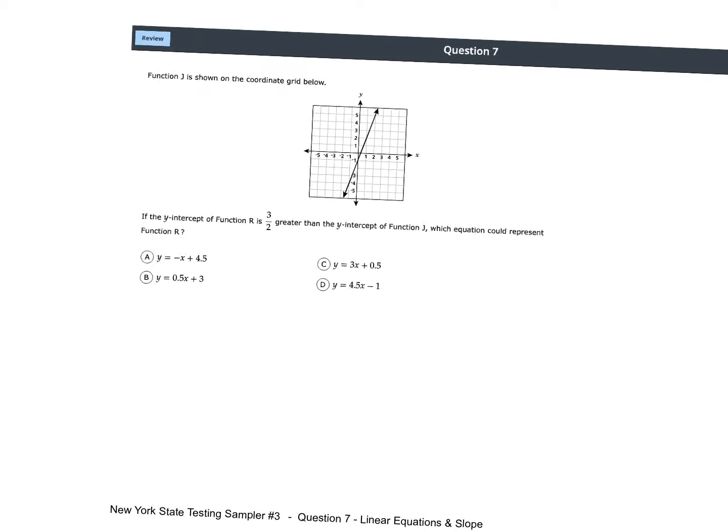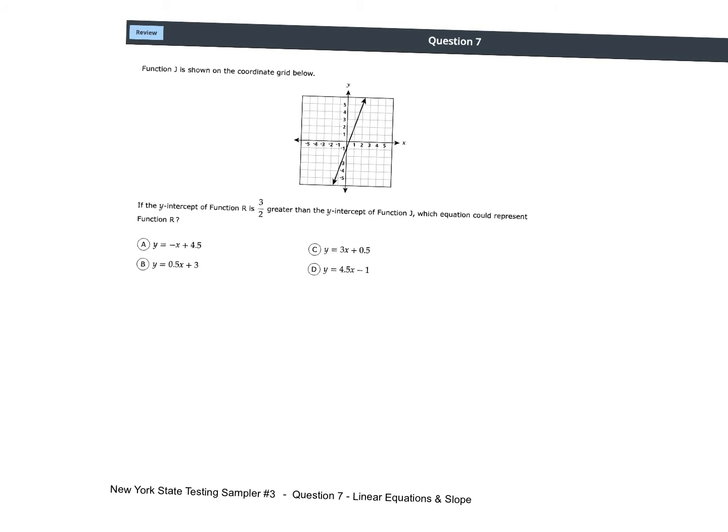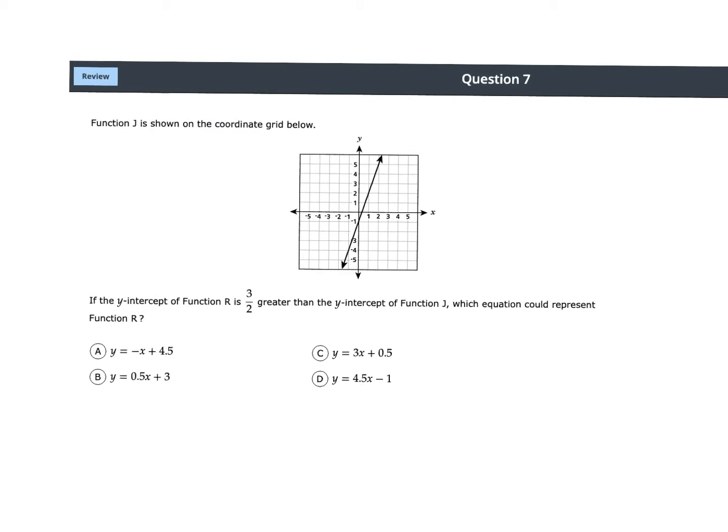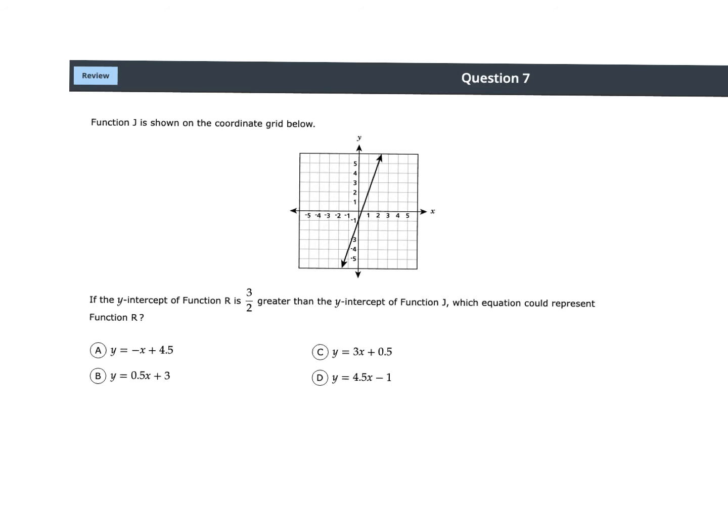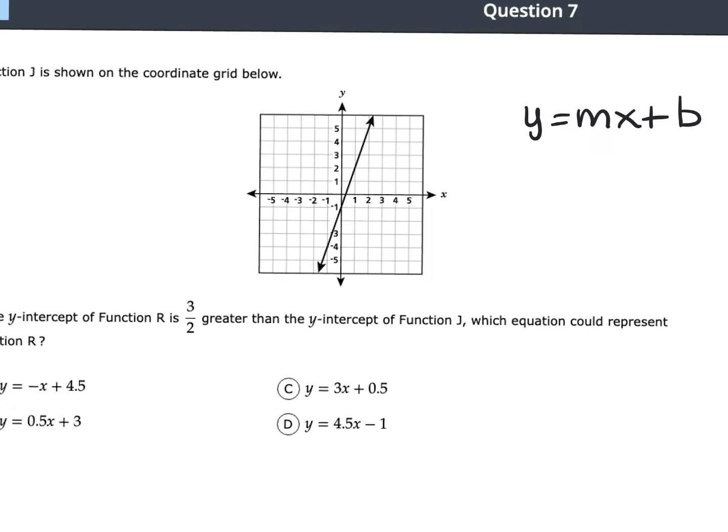Okay, this is New York State testing sampler number 3, question number 7, linear equations and slope. So they've given us a function on the graph, and we just need to remember that all lines or linear functions follow this form: y equals mx plus b. And here I can read this graph and see I have a y-intercept of -1. And I can even tell what my slope is.